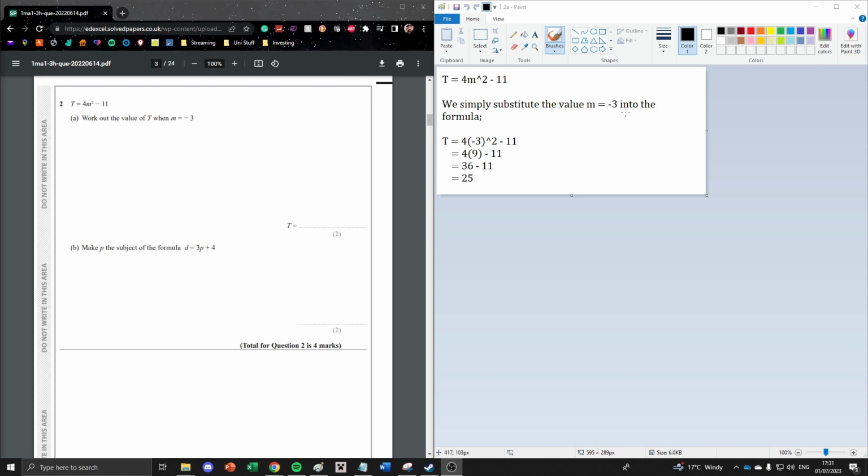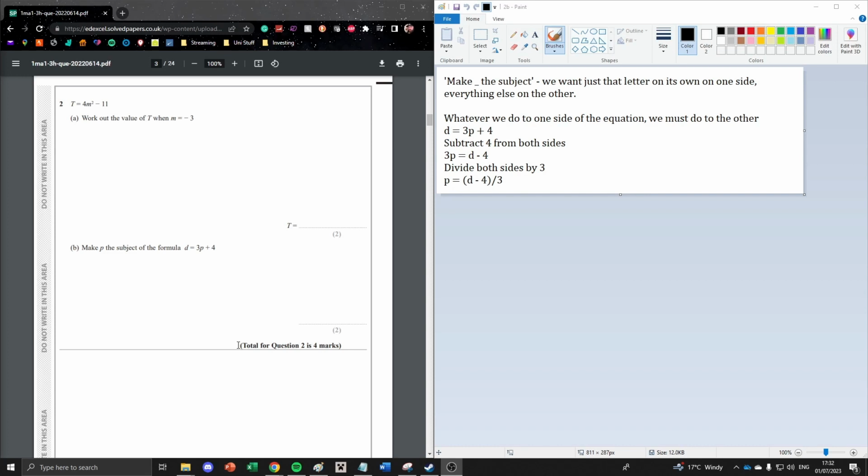So all we're going to do here is substitute minus 3 in for m in this expression. So we get t is equal to 4 times minus 3 squared minus 11. Of course, we know that minus 3 squared is just 9. So we have 4 times 9 minus 11. We know that 4 times 9 is 36. So t is equal to 36 minus 11, which is 25. And that's our final answer.